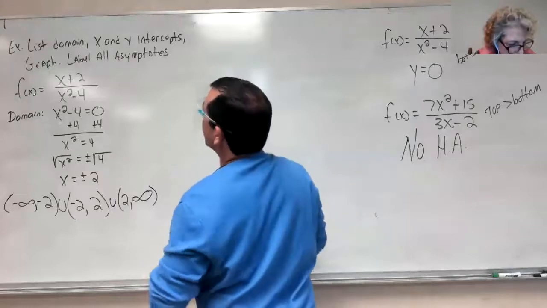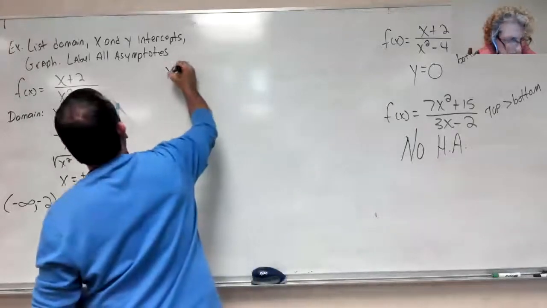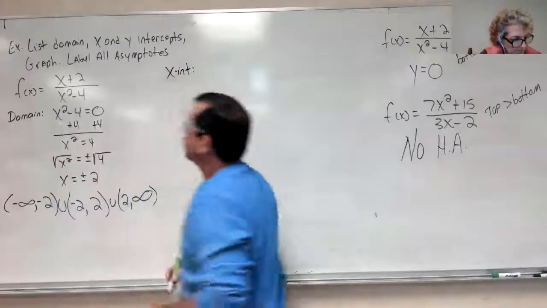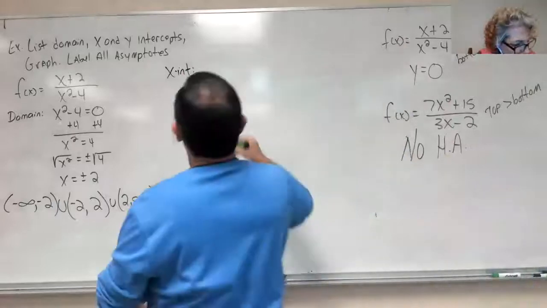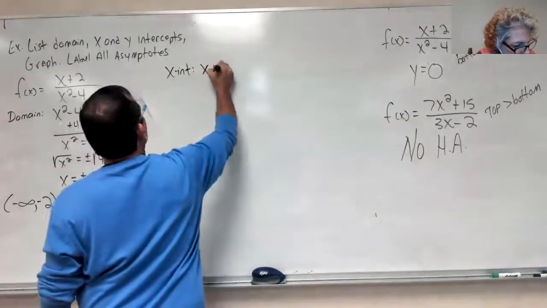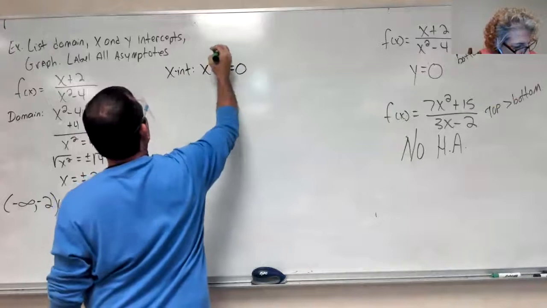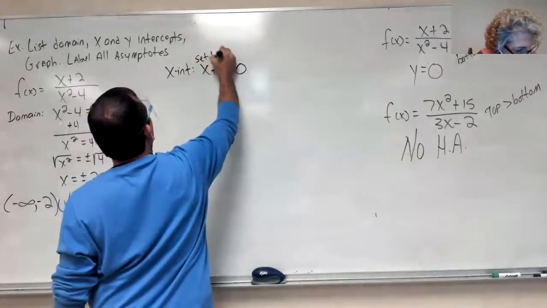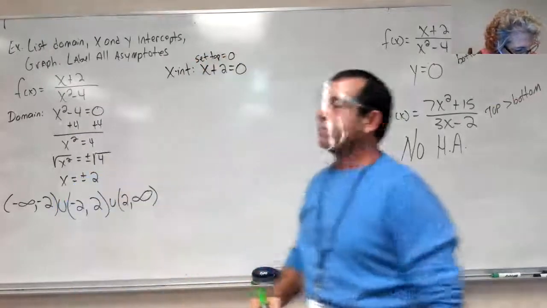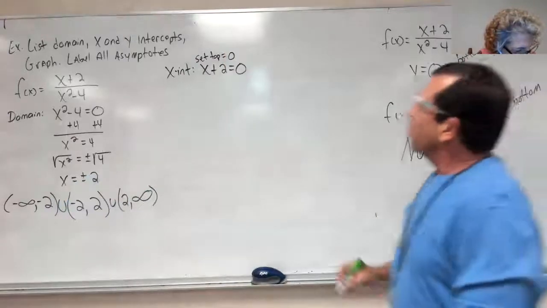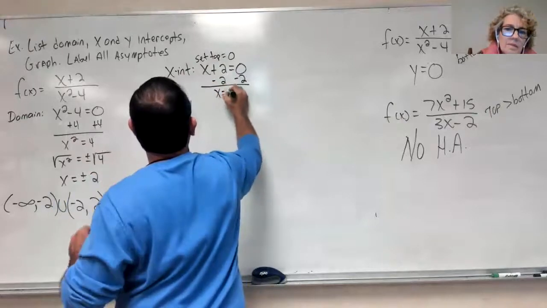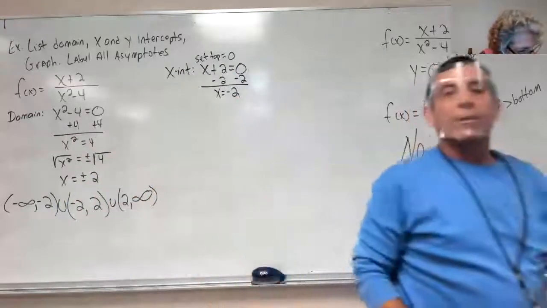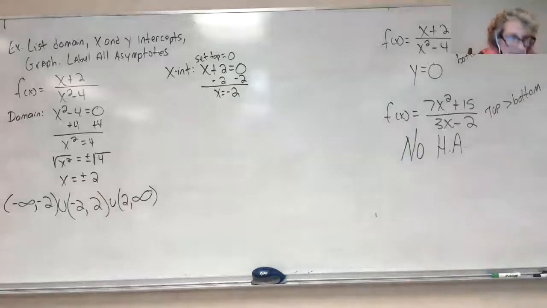All right, then it wanted what? X and Y intercepts. To find the X intercept, you set the numerator equal to 0. So that would be X plus 2 equals 0. So set the top equal to 0. If I solve that, I subtract 2, and again, X is negative 2. That tells me it will cross the x-axis at negative 2.